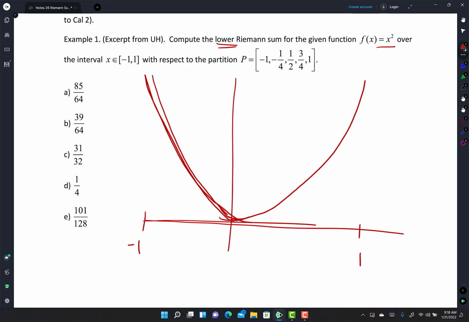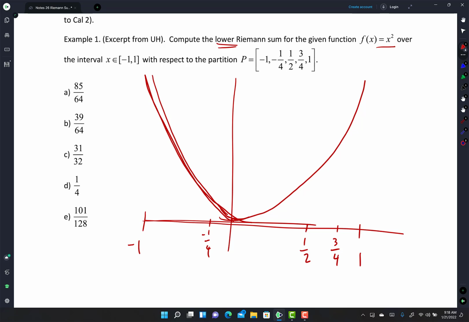And they told me my partitions. With respect to the partition, and they go -1 to -1/4. So if that's 1 right there, I'm going to say -1/4 is like right there. And then from 1/4 to 1/2, so half is like right here. And then 1/2 to 3/4, so 3/4 is like right there. And then 3/4 to 1. So I labeled all my partitions.